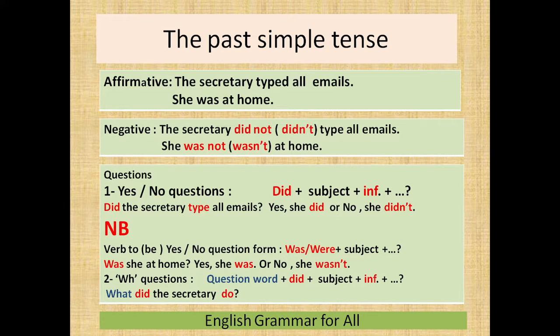As for forming WH questions, start with the question word followed by did, then the subject, and followed by the infinitive. If we ask a question like this, for example, we start with the question word and then the helping verb did, followed by the subject and the infinitive. For example, if we ask about emails, the question goes like this: what did the secretary do?